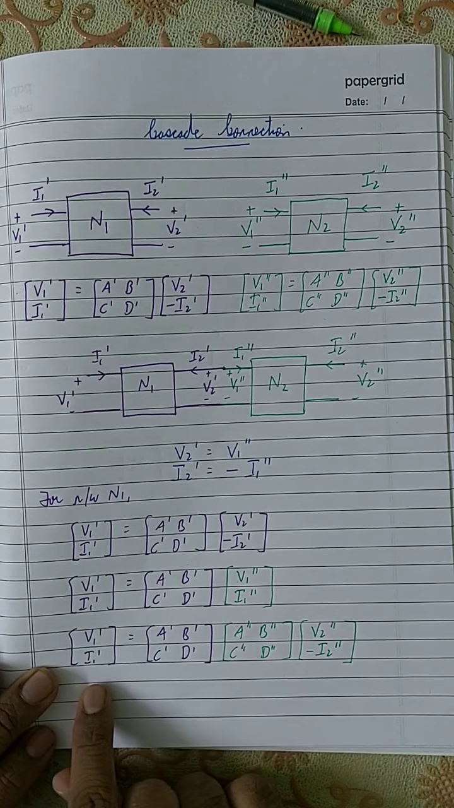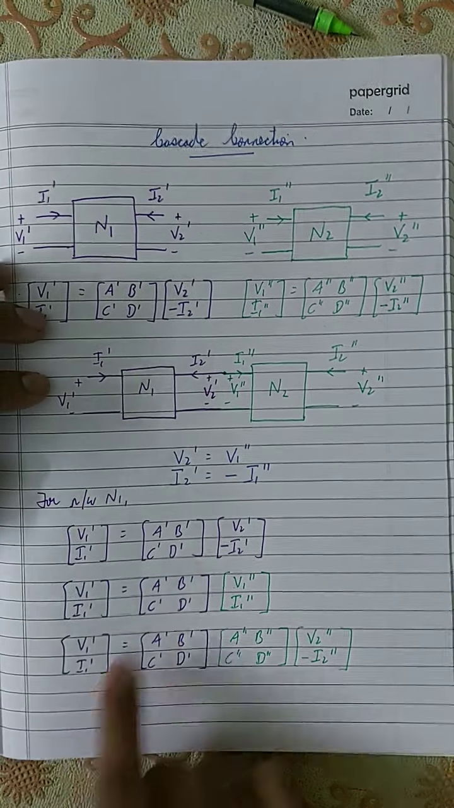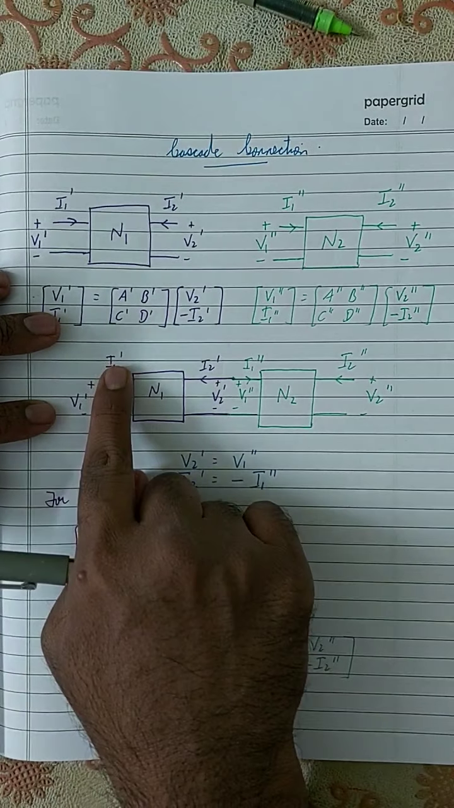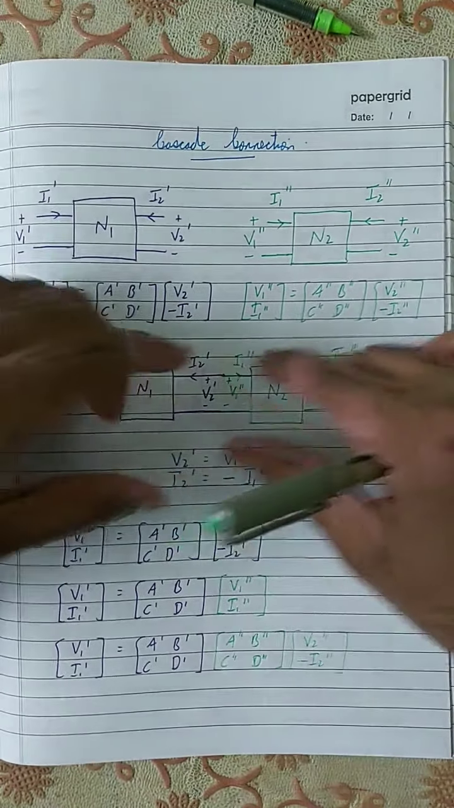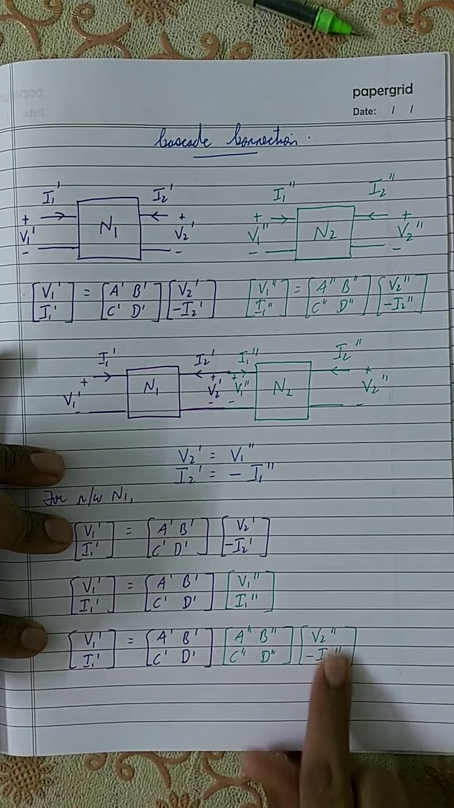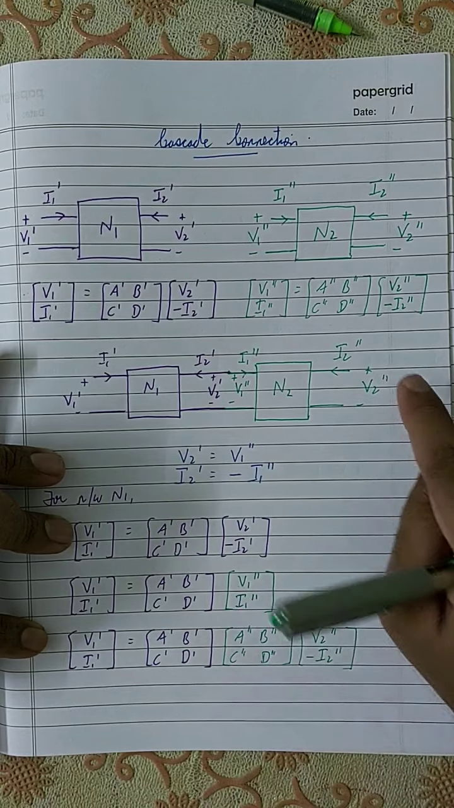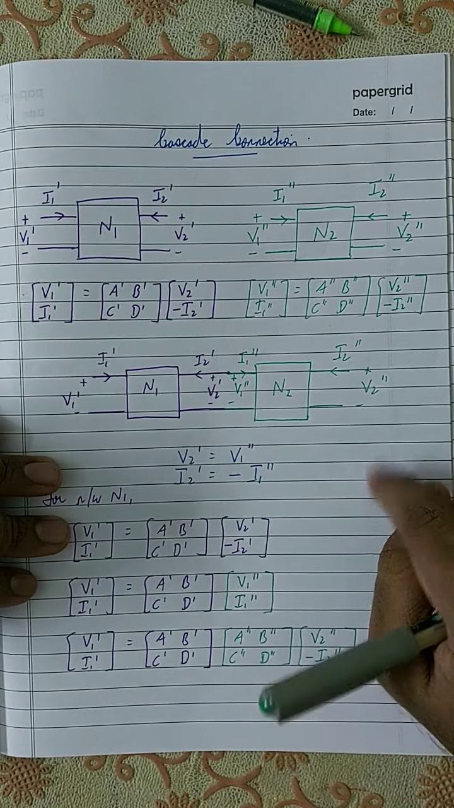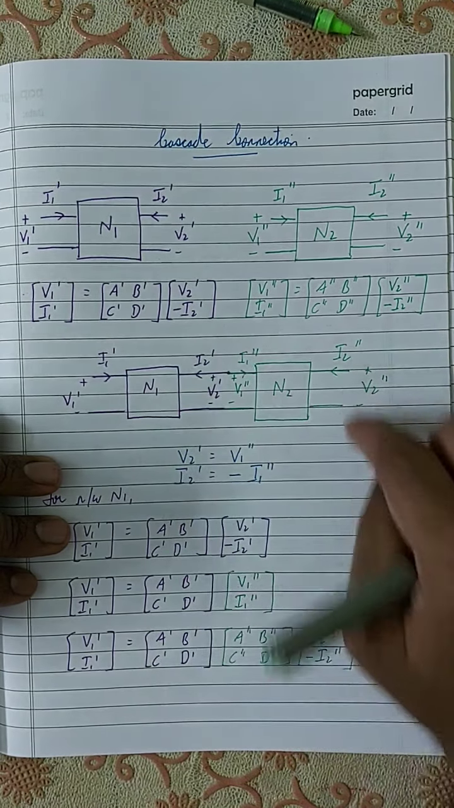Now take a look at this interesting equation. What are V1 dash and I1 dash? V1 dash is the input voltage and I1 dash is the input current of the overall network, that is, after these two networks are connected in cascade. And what are V2 double dash and I2 double dash? They are the output voltage and output current of the overall cascaded network.